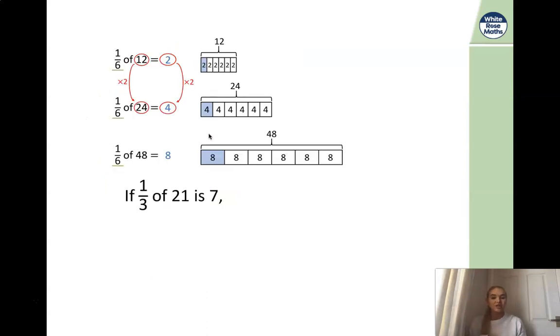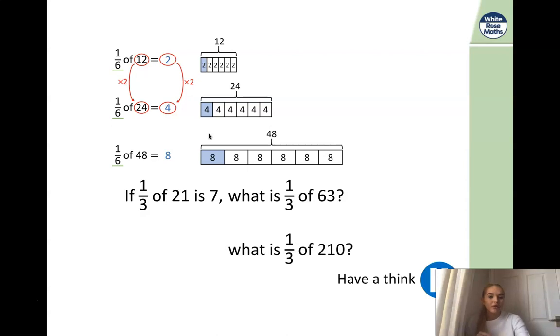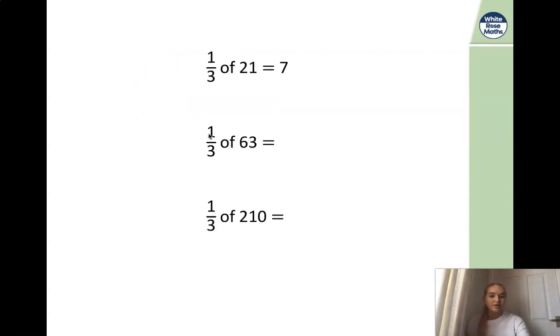Having this information, if 1/3 of 21 is 7, can you use this information to work out 1/3 of 63 or 1/3 of 210? Pause the video and have a think about these following questions, please.